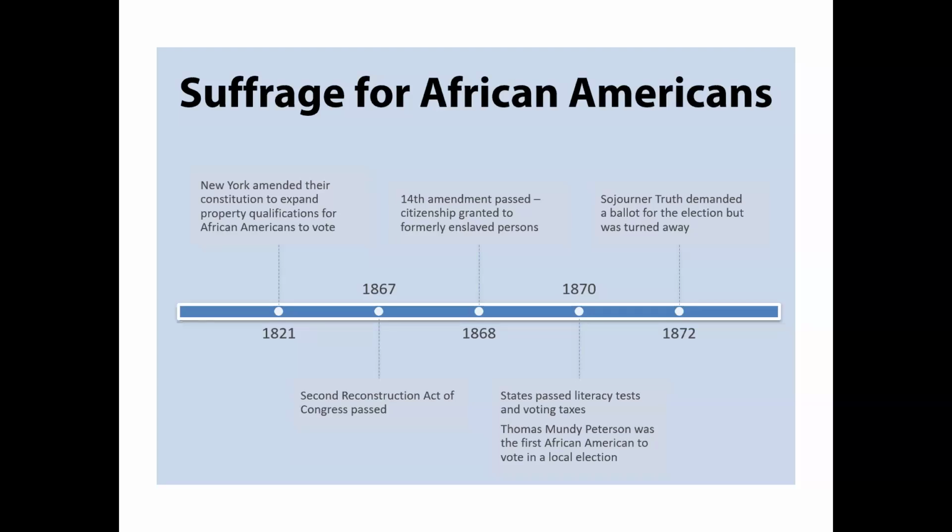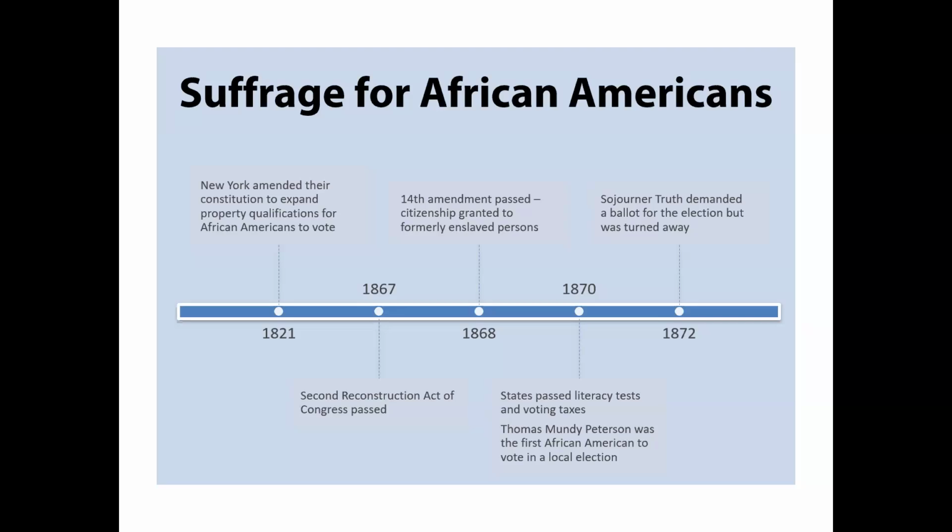By 1868 is when we officially have the 14th Amendment passed, which finally granted full citizenship rights to formerly enslaved persons. That was a very big deal and something that was very much disputed by a lot of the later states who were not enforcing that citizenship right.